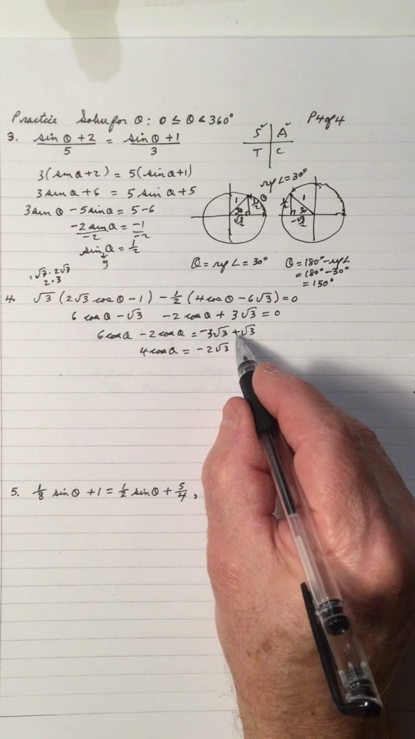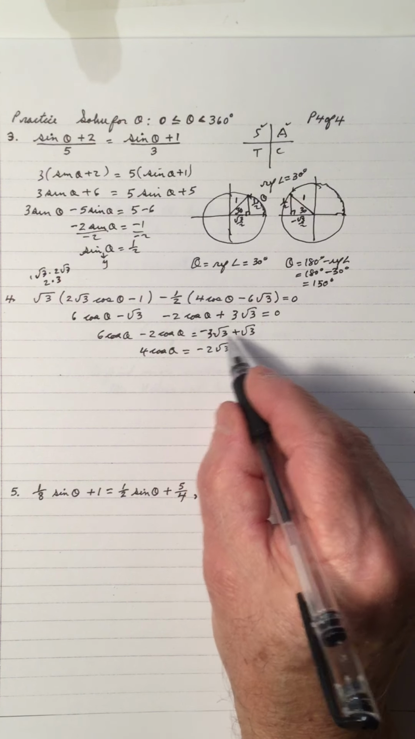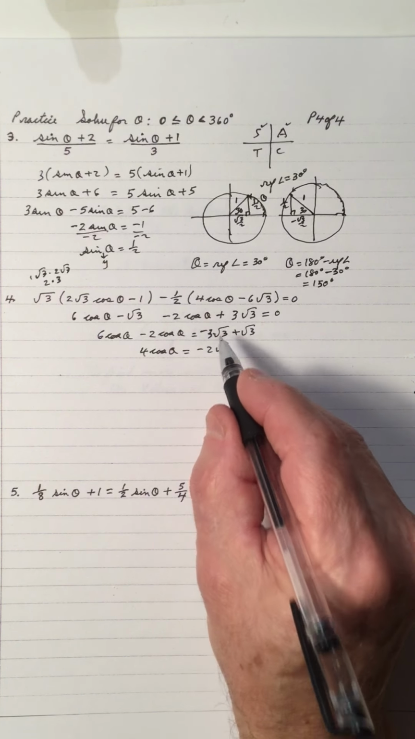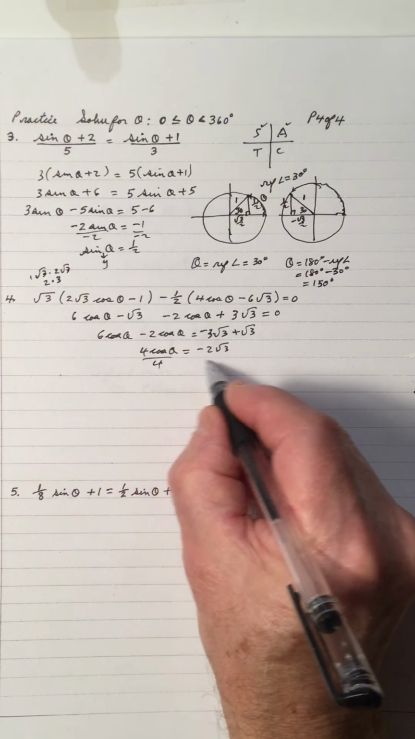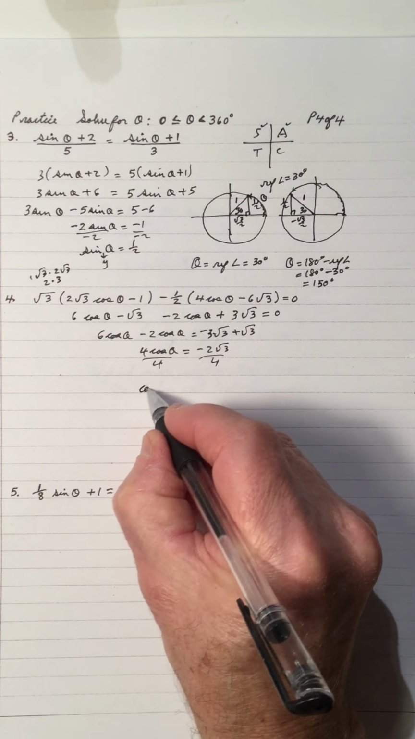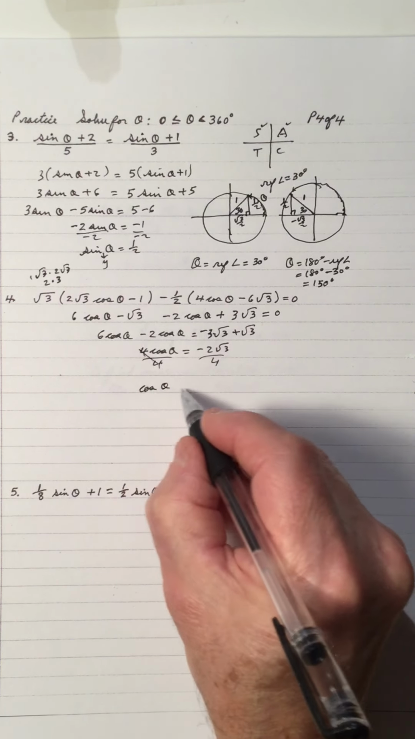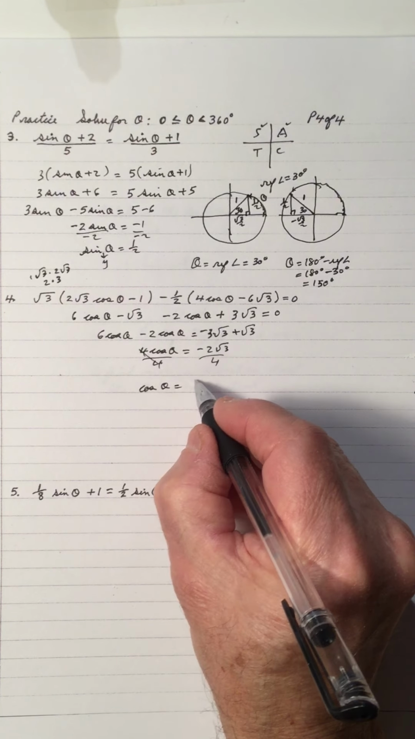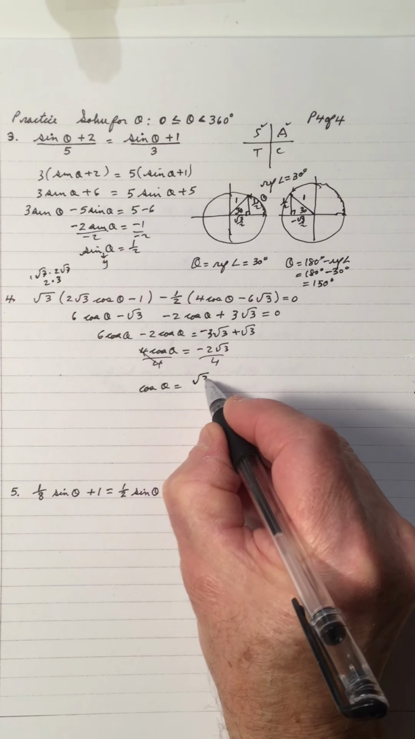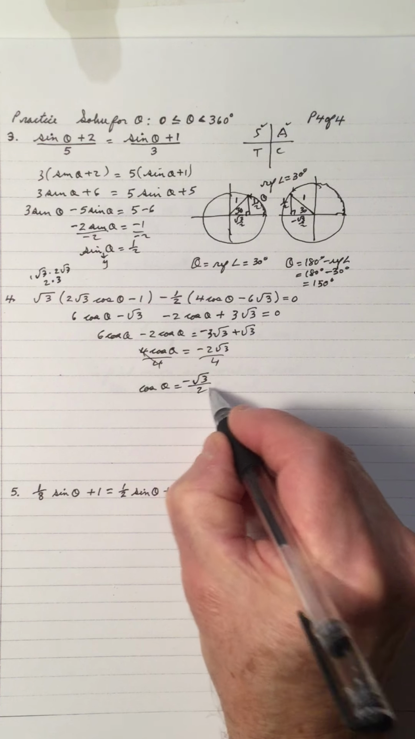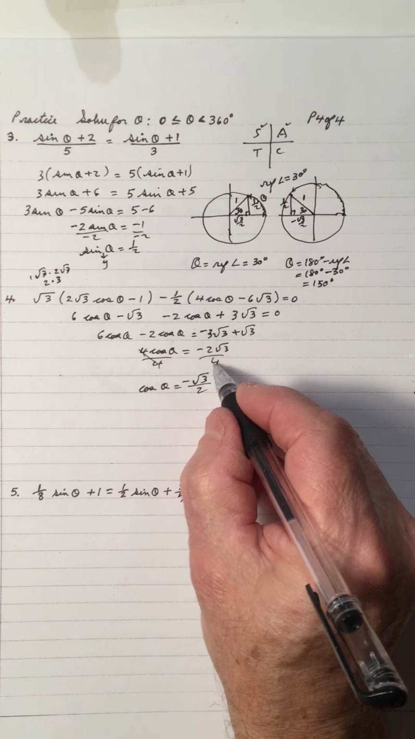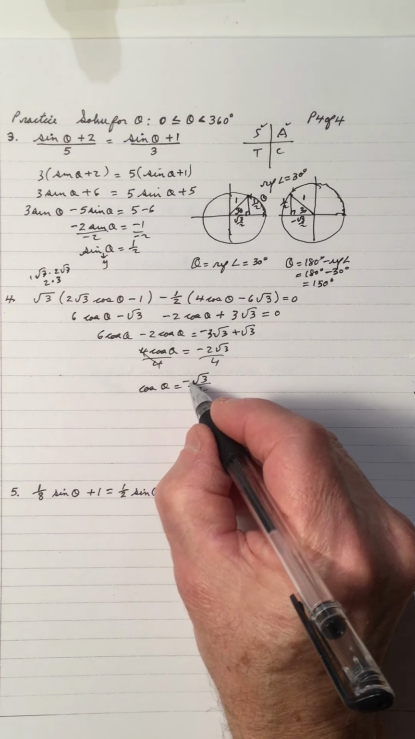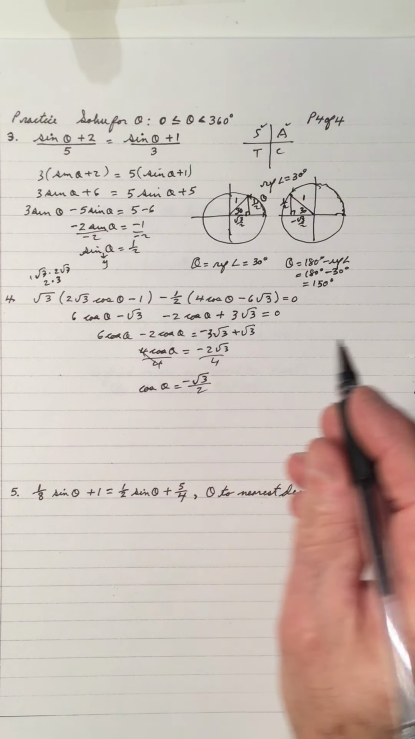Negative 3, add on 1 is negative 2, and they're like terms, so we get a root 3. And we divide by 4. We get cos theta, 4's cancel, and 2 into 2 goes once. So I get a negative root 3 over 2. 2 into 2 goes once, which is right there. 2 into 4 goes 2.